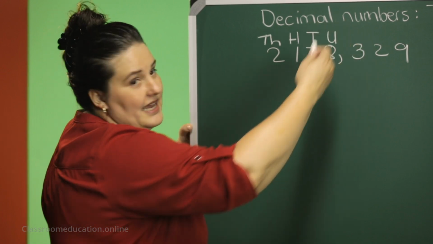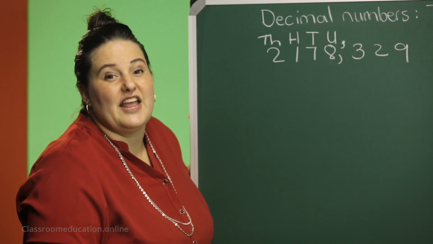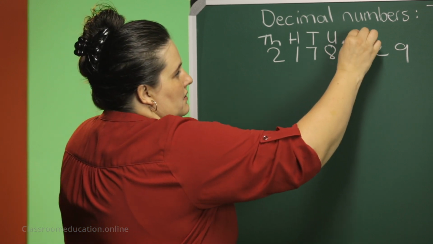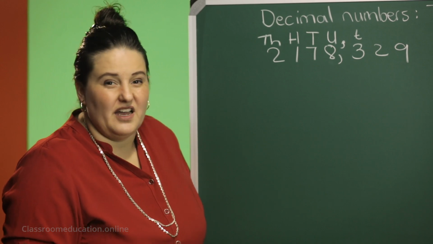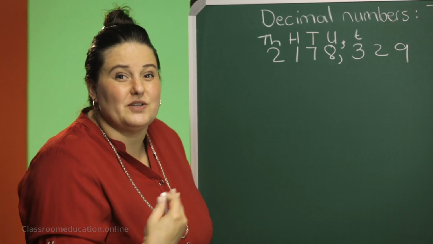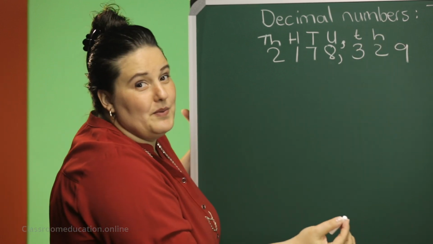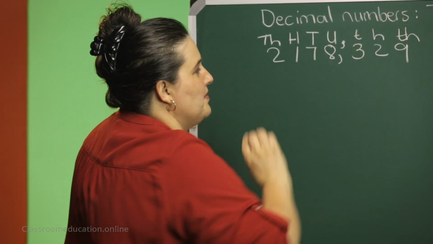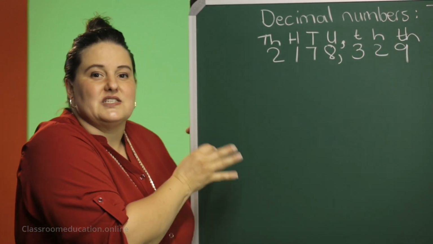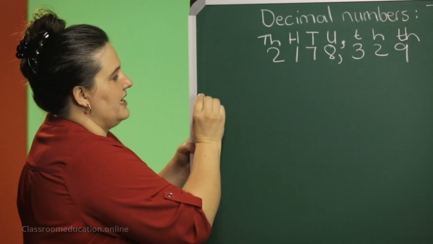On the right-hand side of our comma, we will have tenths. We will have hundredths. I know it looks weird, but it's important that it's a "ths", okay? Hundredths. And then we will have our thousandths. Okay, now if I need to write this number in terms of expanded notation, I can say as follows.